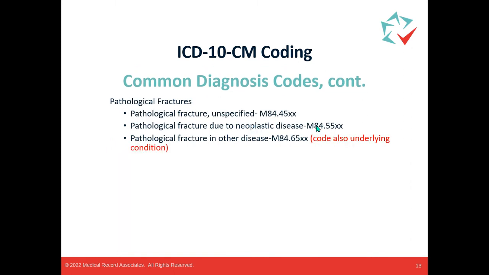Pathological fractures are caused by an underlying condition, such as osteoporosis or neoplastic disease. The underlying condition should also be coded if it's documented. And if it's not documented, then an unspecified pathological fracture code can be used.